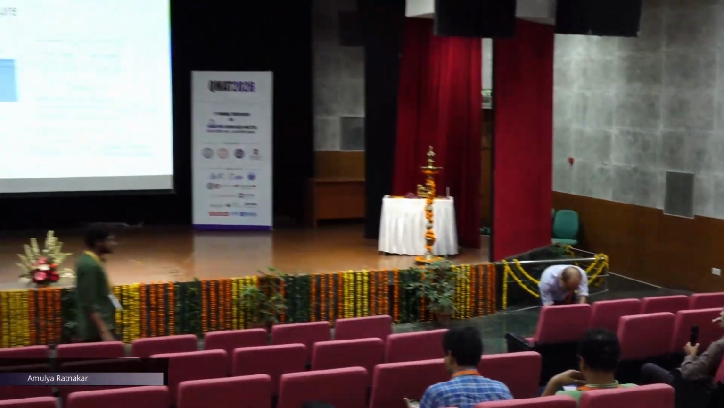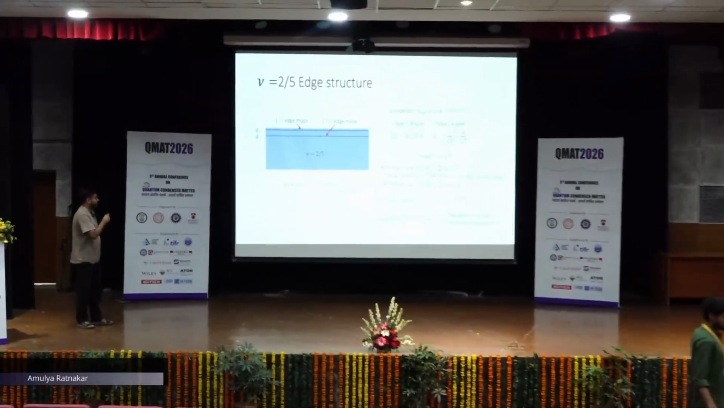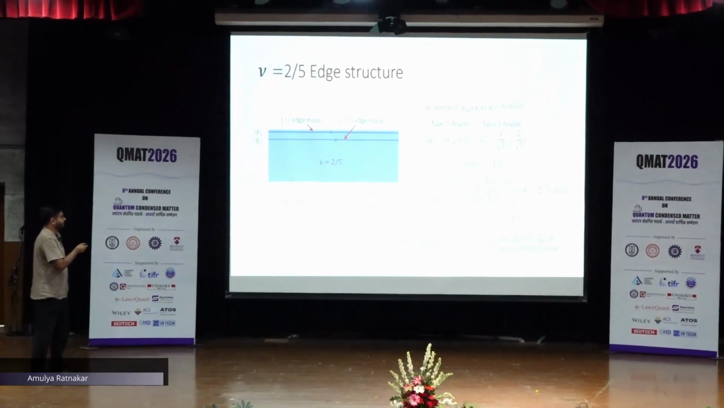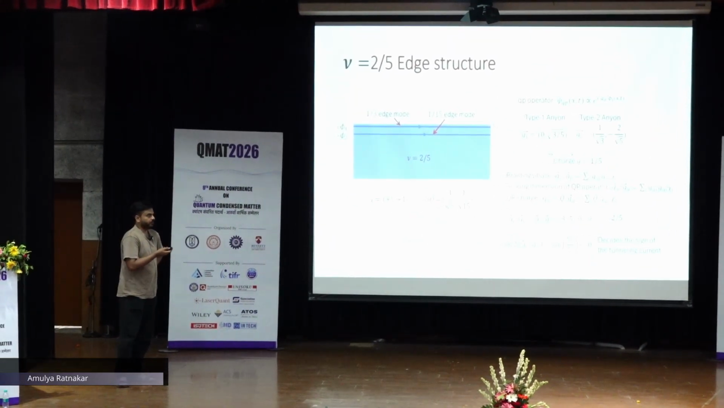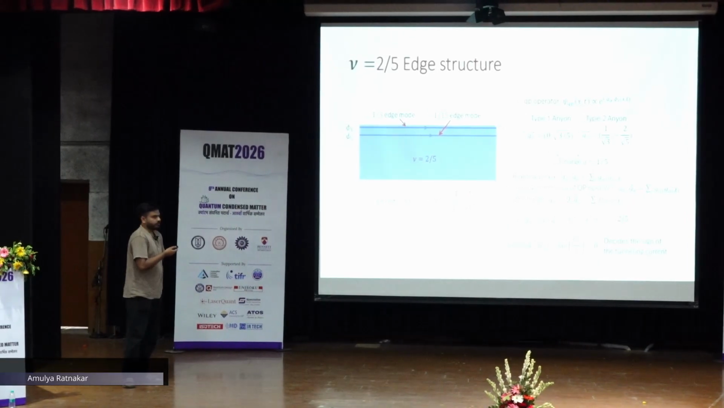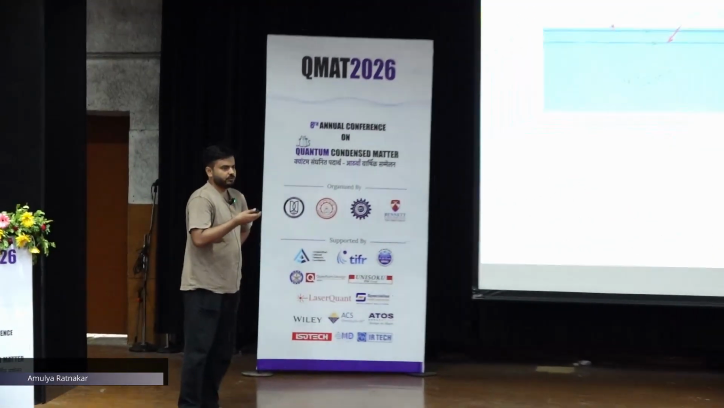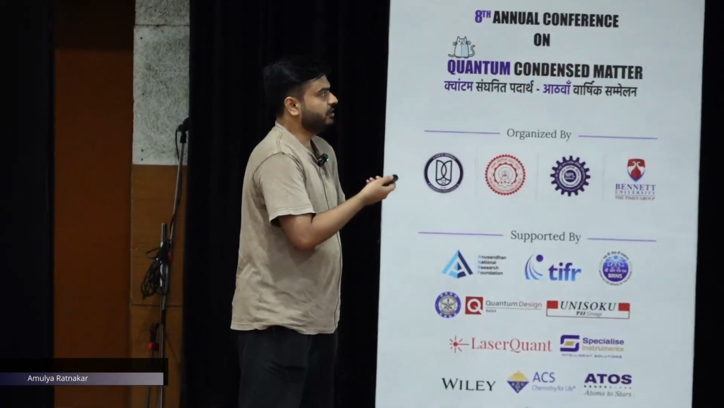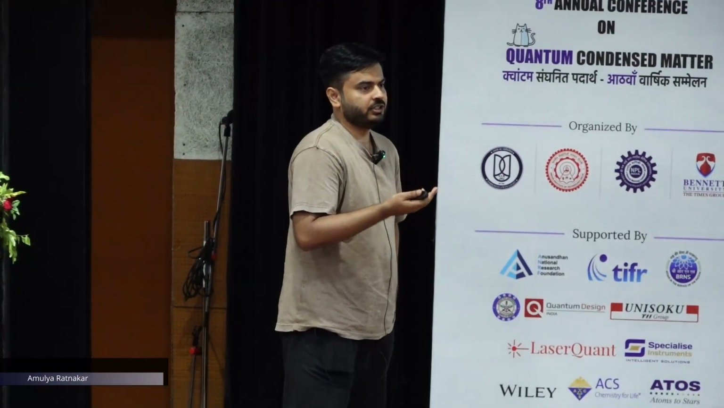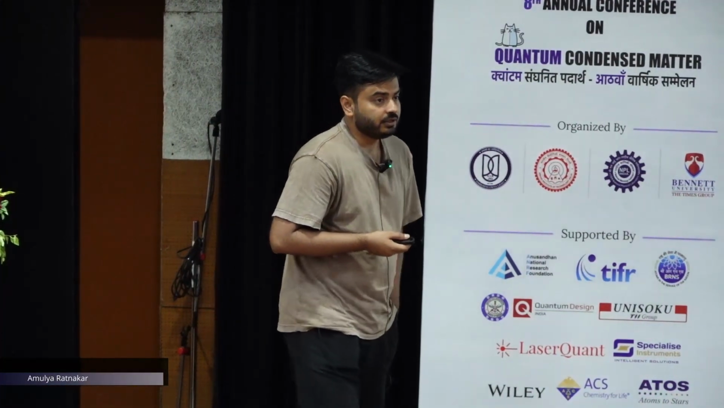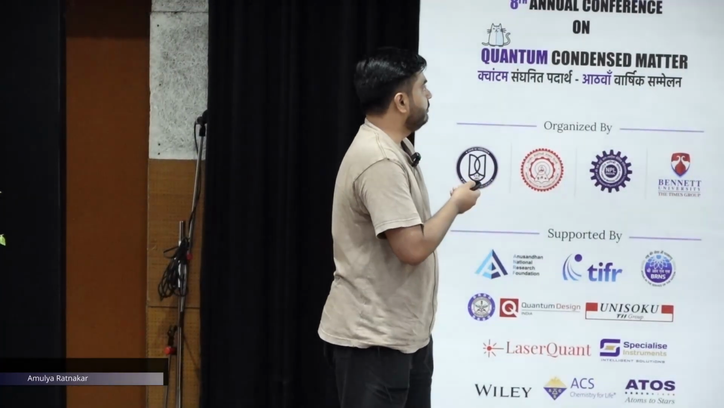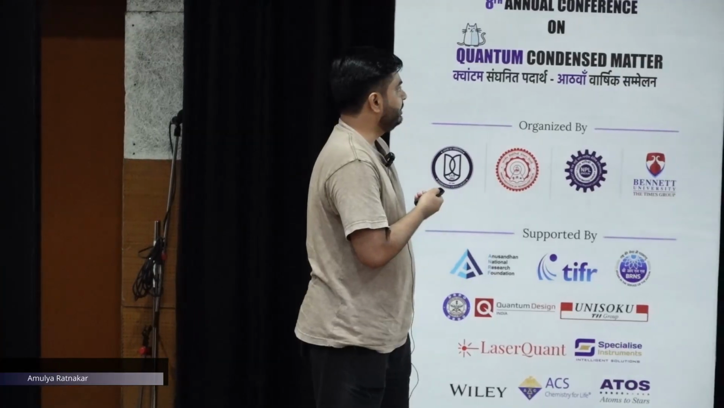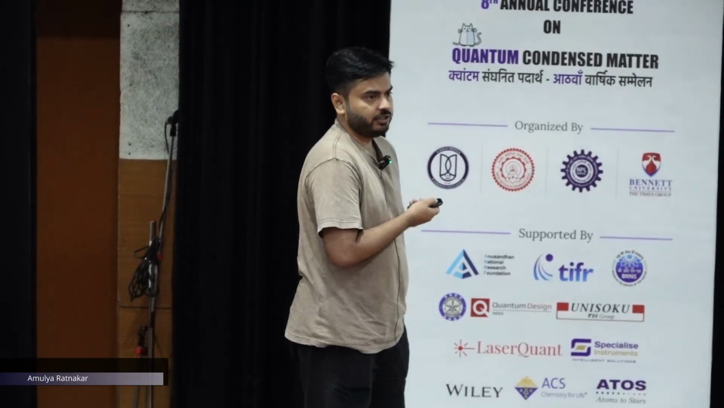Okay, so this approach can be extended to multiple edge modes, and this includes the edge reconstruction scenario. For example, for 2/3, we can have multiple edge mode structures, and I guess the result would change according to the edge structure that we take. Even for 2/5, can't you imagine edge reconstruction? Yes, so for 2/5, one of the possibilities is having this sort of edge structure.